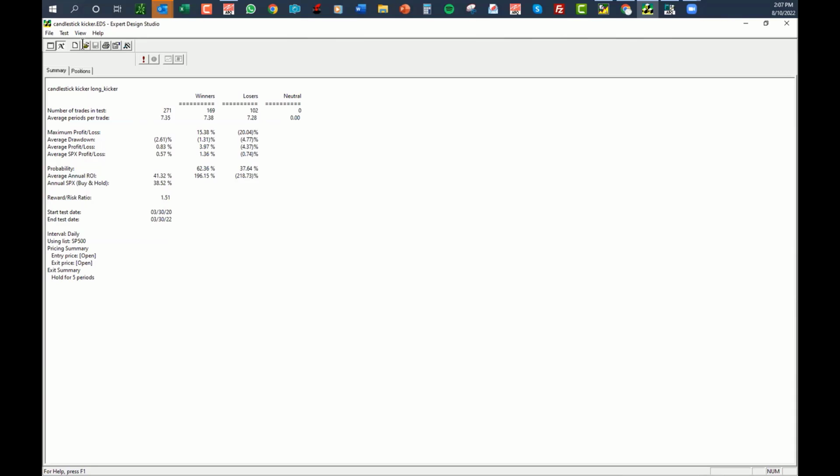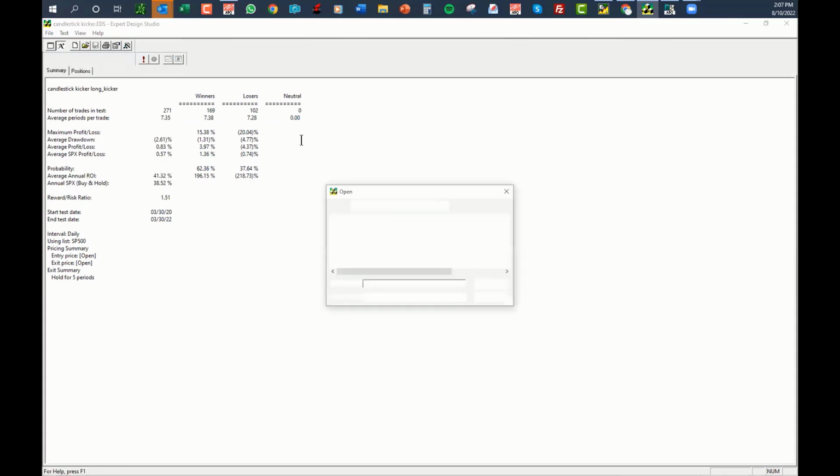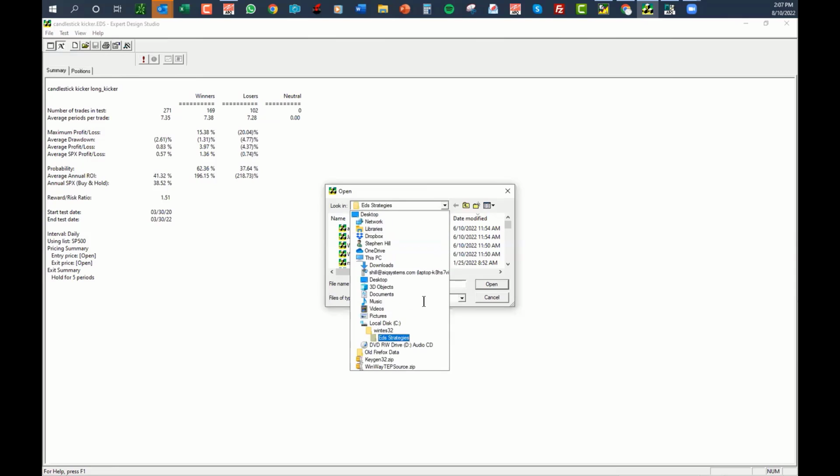Strategies within the system itself are all available, filed and open, and you can actually find them in EDS strategies, which is in your WinTest 3.2 folder on your drive. So when you go down in here on your local disk, WinTest 3.2, EDS strategies, there are about 200 strategies in there. Any of those you can run in here and test yourself.